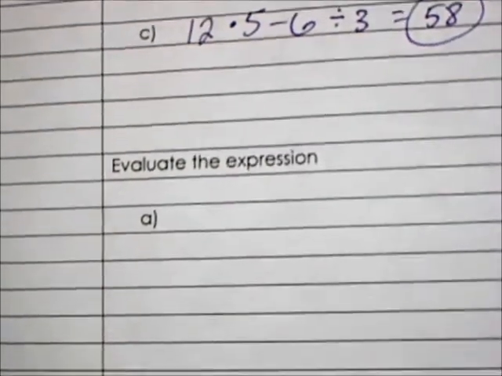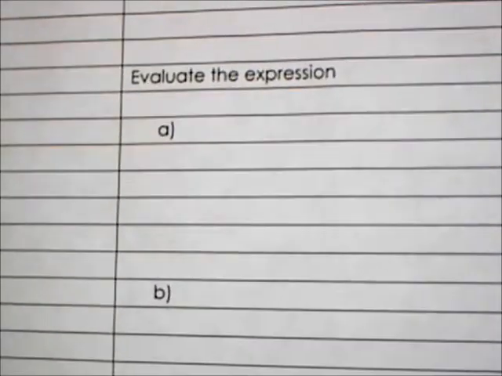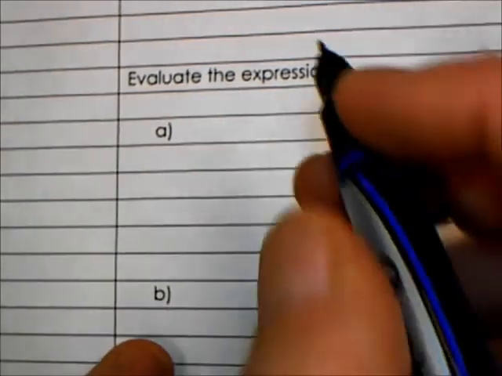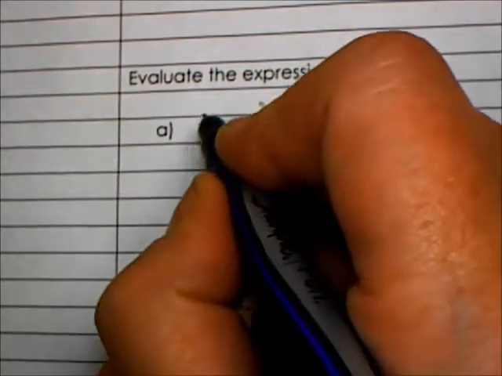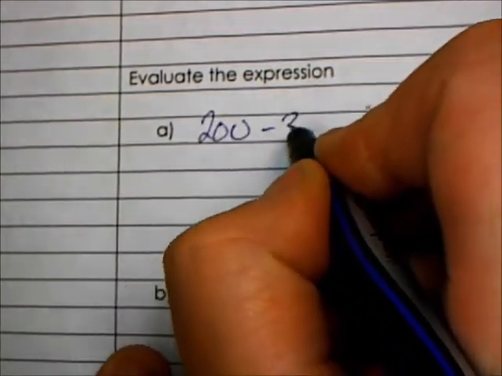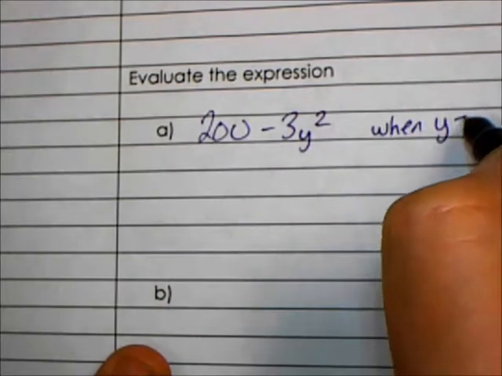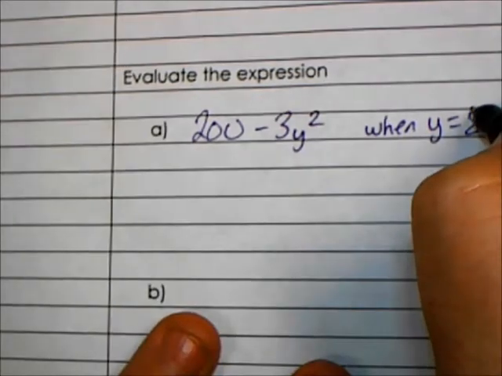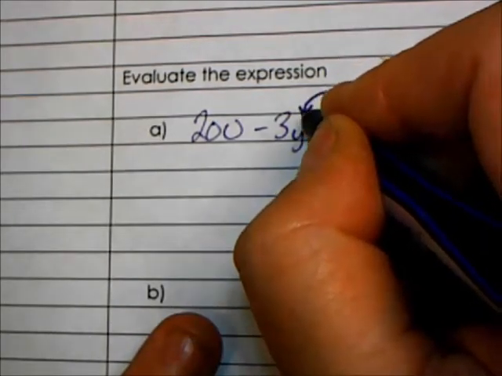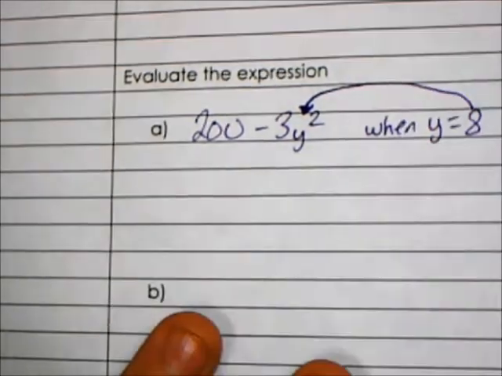Okay, on the next section, examples 2, we're still evaluating an expression, but this time they give me variables. So the first one I have 200 minus 3y squared when y is going to equal 8. Well, that means I'm going to take this 8 and plug it into that location.